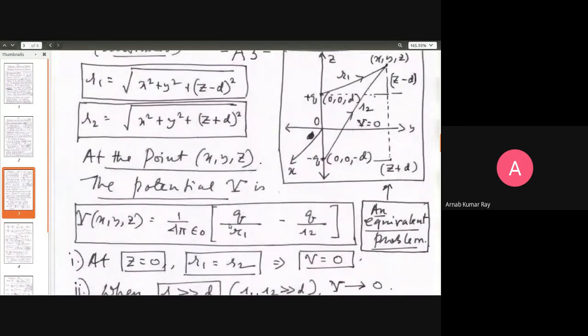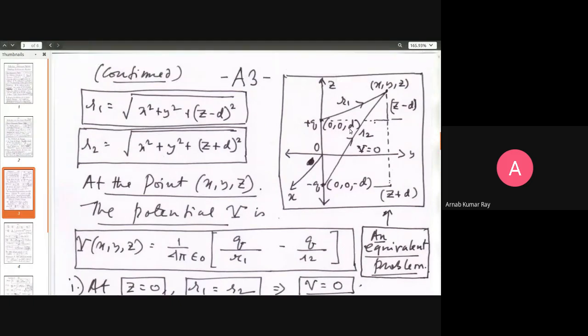Let us see, by this equivalent potential function, do we get that boundary condition at Z equal to 0? At Z is equal to 0, R1 is equal to R2. Why? Because at Z is equal to 0, you just see this thing. It will be x squared plus y squared plus d squared. Minus d whole squared will just be d squared again. So R1 will be x squared plus y squared plus d squared.